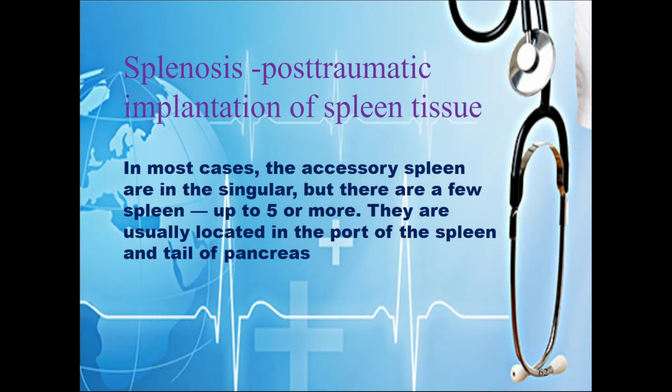Okay, splenosis, post-traumatic implantation of spleen tissue. In most cases, the accessory spleen is singular, but there can be a few spleens, up to 5 or more. They are usually located in the port of the spleen and tail of the pancreas. Why does it happen? Because some parts of the spleen rupture from the main spleen tissue and go inside the fat, sometimes in the omentum, and they implant in this tissue.